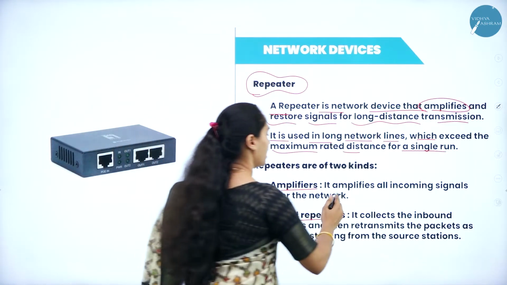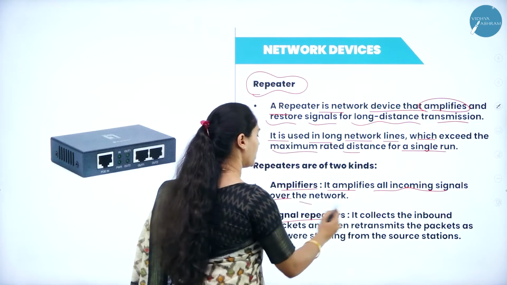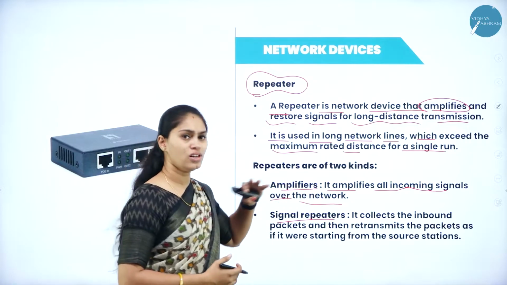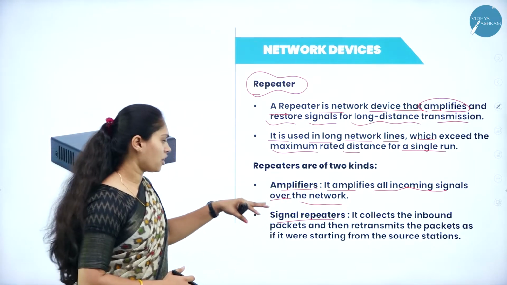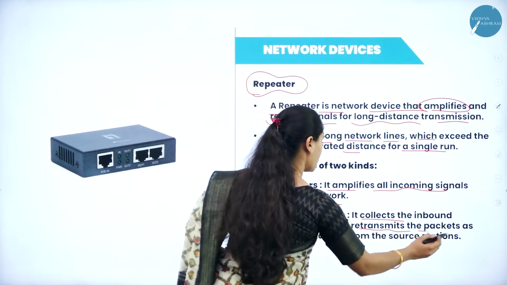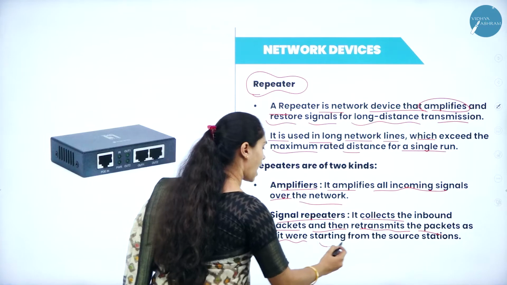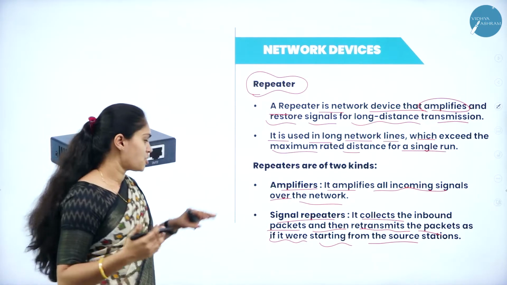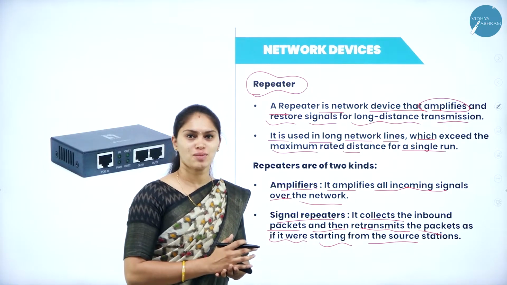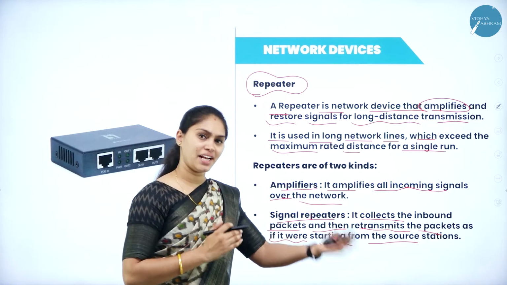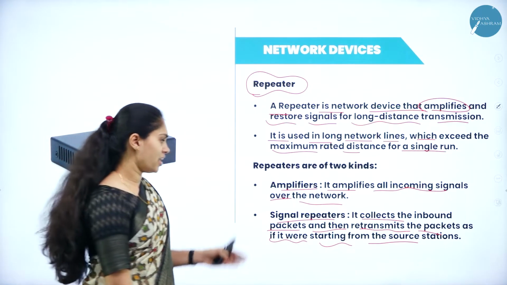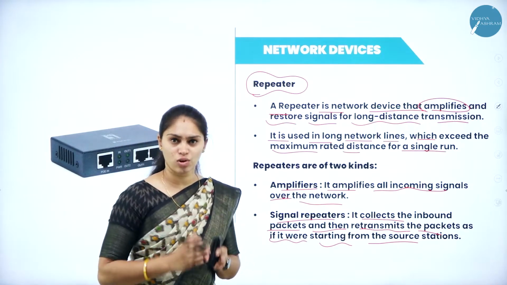You can see here, the amplifier amplifies all the incoming signals over the network. It improves the efficiency and also strengthens the signal. But when we are using a signal repeater, it collects the inbound packets and then retransmits the packets as if they were starting from the source station. So the signal repeater collects all the packets, strengthens them, then retransmits those signals or packets as if they were in the initial stage, from the starting or source station.